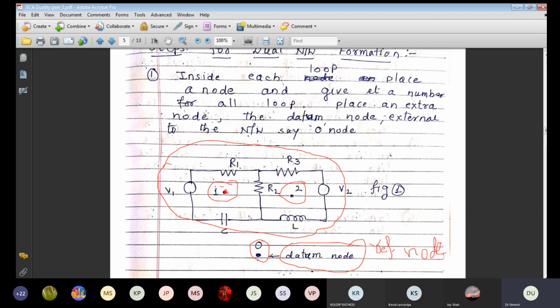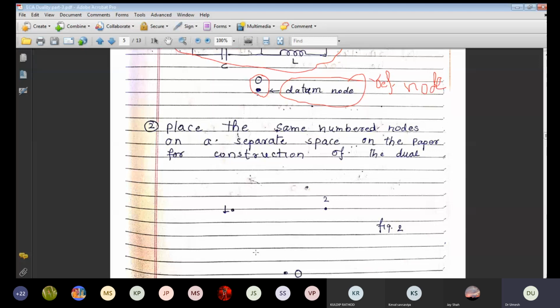So this is the first step. You have to put all the dots. Suppose we have 4 loops or 5 loops, you have to put all of them, 1, 2 and so on, plus the one outside. That is the first step completed. Now the second step: place this same number of nodes on a separate space on the paper.